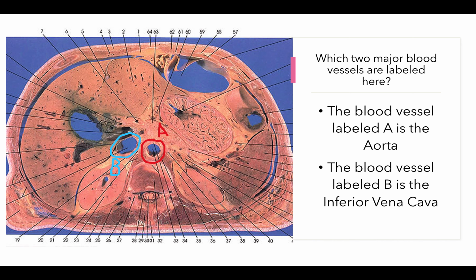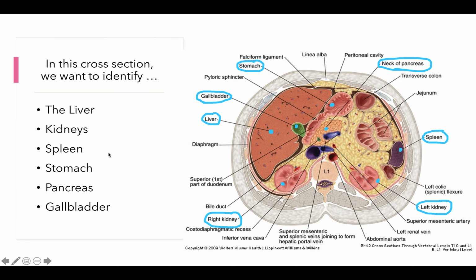So looking at this cross-section from another cadaver, we want to identify these two major blood vessels. Blood vessel A is the aorta, and we can tell it is the aorta because its walls are thicker, meaning it's an artery, and this allows it to withstand greater arterial blood pressure flowing out of the heart to the rest of the body. Blood vessel B, right here, is the inferior vena cava, and we can tell because its walls are thinner, indicating that it is a vein which brings blood back to the heart.